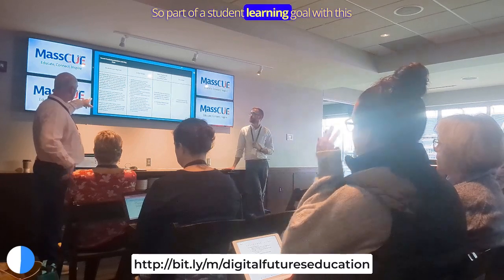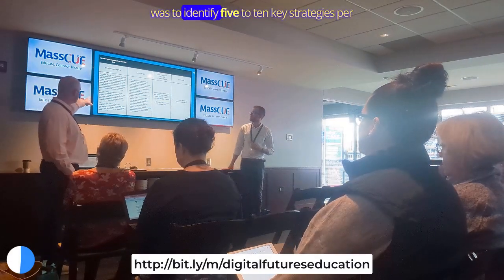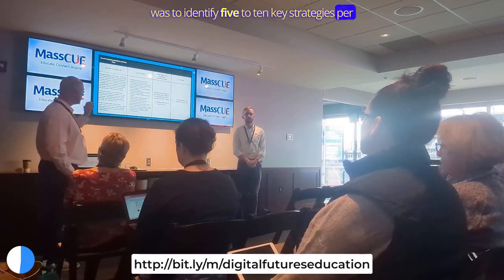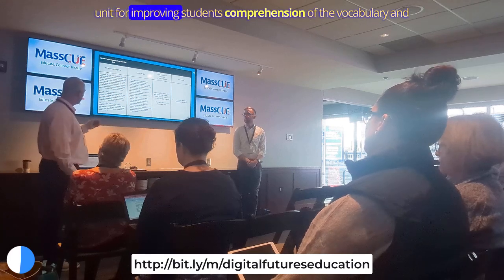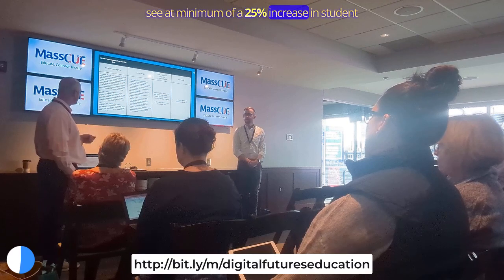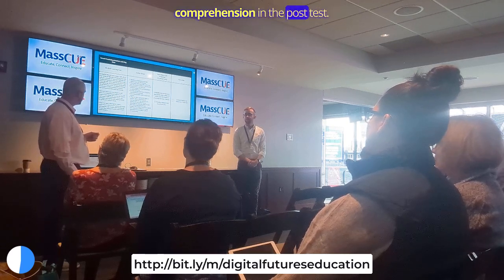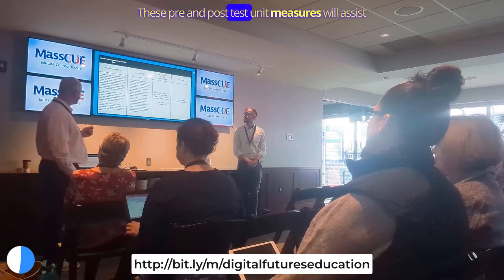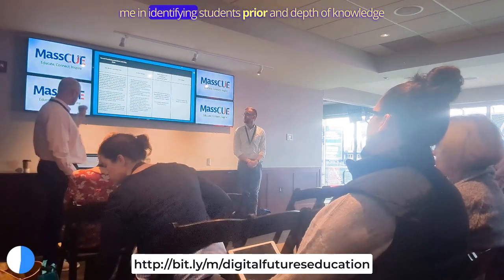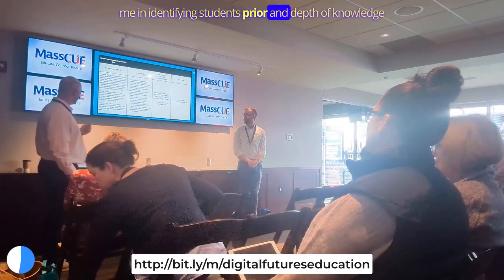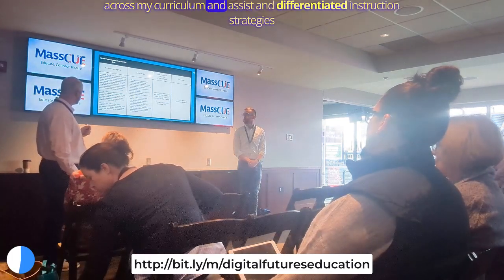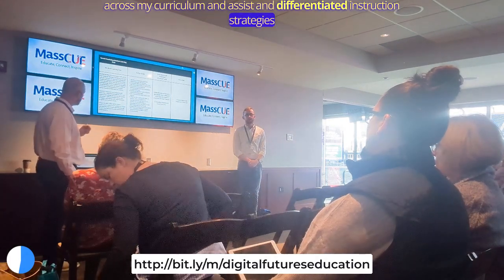So part of the student learning goal was to identify 5 to 10 key strategies per unit for improving students' comprehension of the vocabulary, and see at minimum a 25% increase in student comprehension in the post-test. These pre and post-test unit measures will assist me in identifying students' prior and depth of knowledge across my curriculum and assist in differentiated instruction strategies.